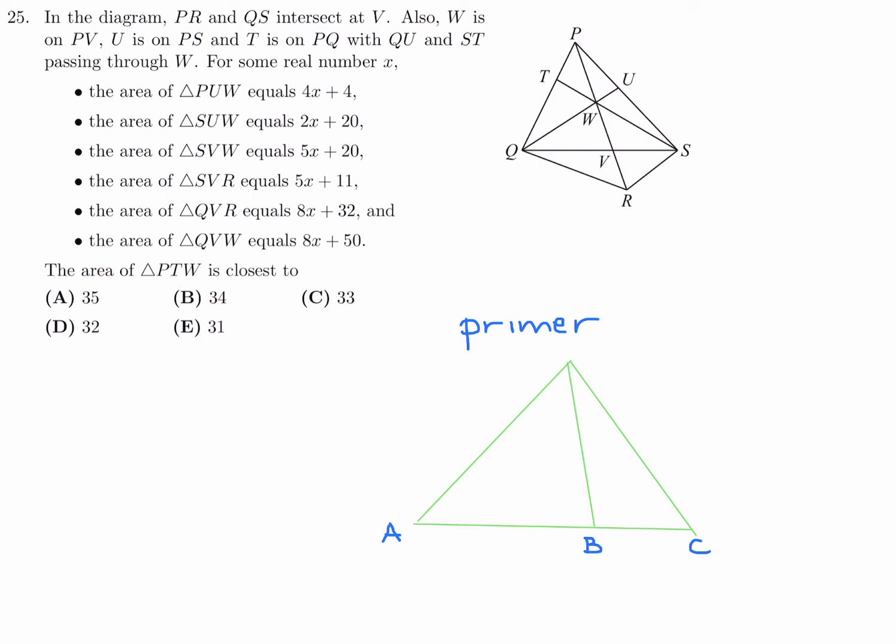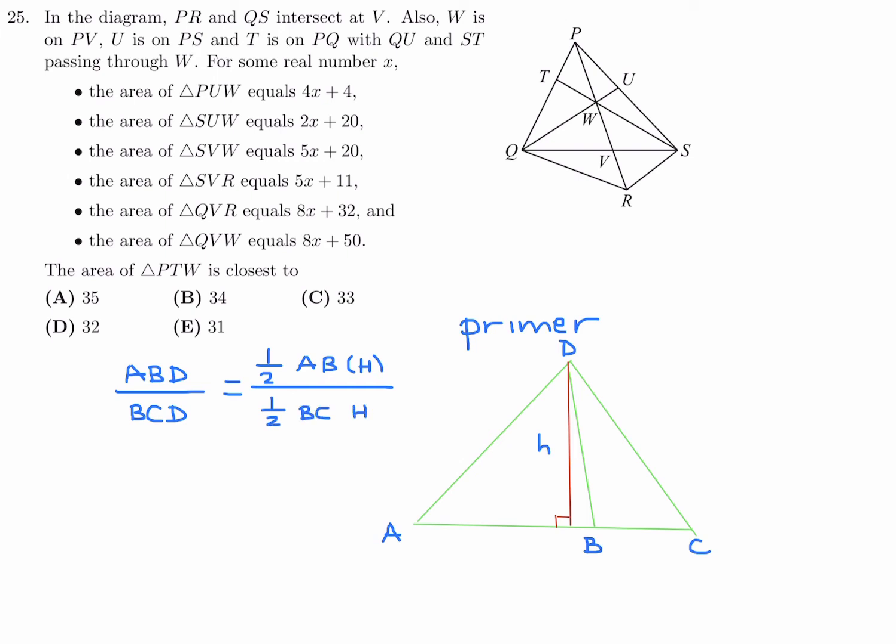The first thing I need to do is draw an altitude. So I'll draw an altitude that's perpendicular to the base, and we'll call that height. So the area of ABD over the area of BCD. First, let's do it the long way, 1/2 base times height. So the top would be 1/2 base, which is AB, times height. The bottom is 1/2 base, which is BC, times height. It has the same height. And if you notice, the heights and the halves cancel, so you just have AB over BC.